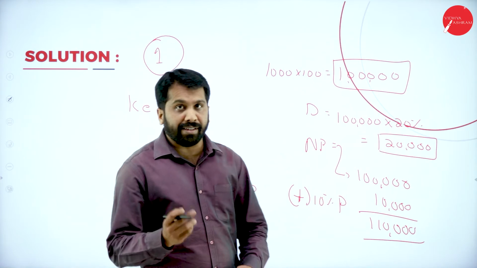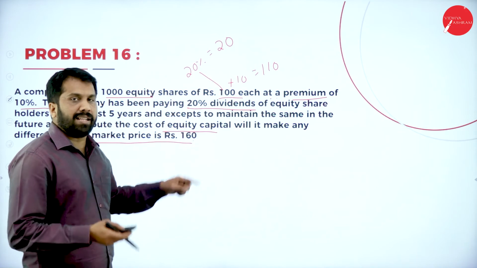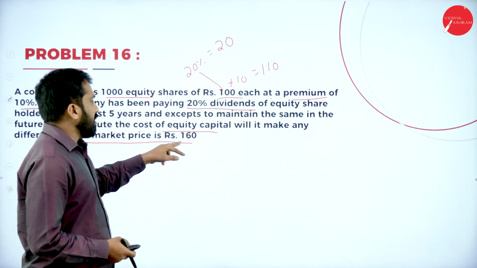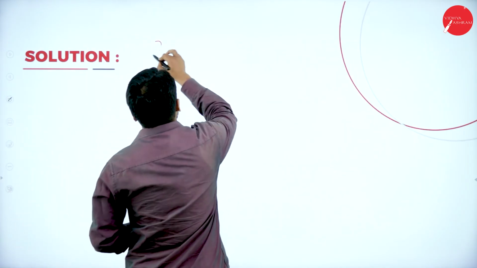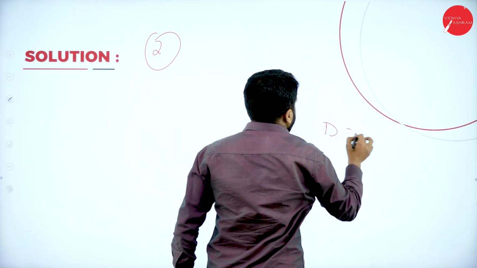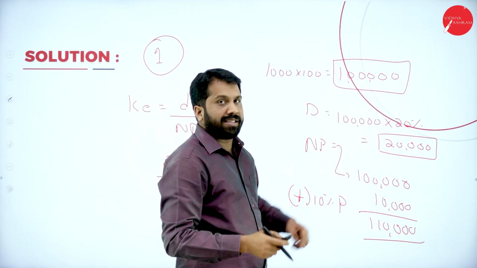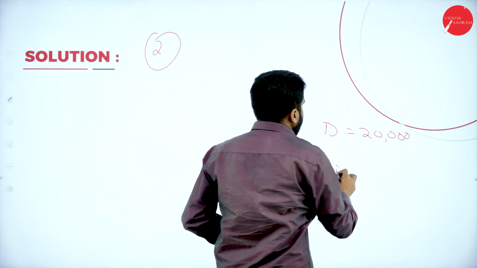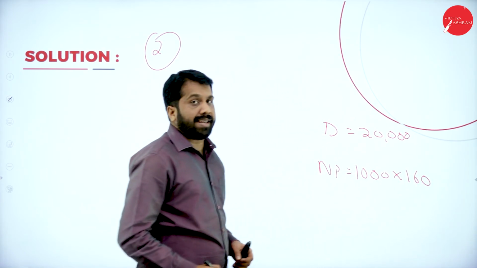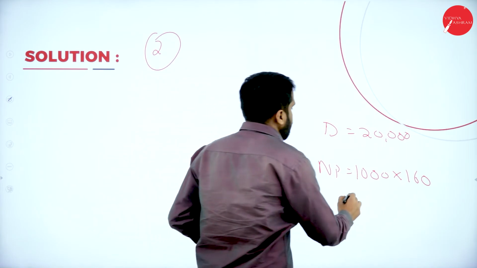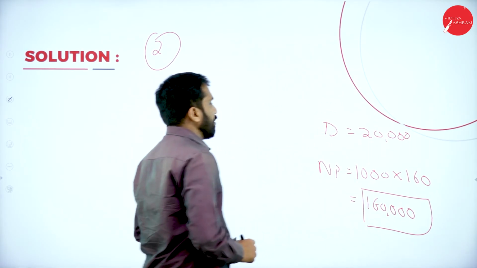Now, I'll go for the next one. If the price is 160, what happens? 100 rupees price will become how much? 160. Now, I'll go for the second one. The dividend will remain as it is, 20,000. We already calculated, it is 20,000. What is the net proceeds? Number of shares 1,000, value is not 110, it is 160. How much is it? 1,60,000.